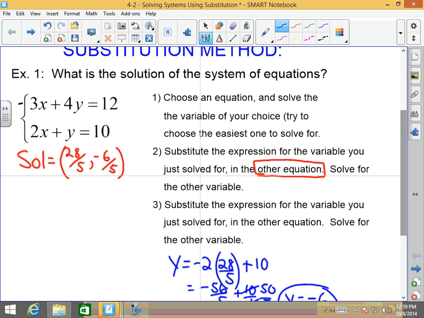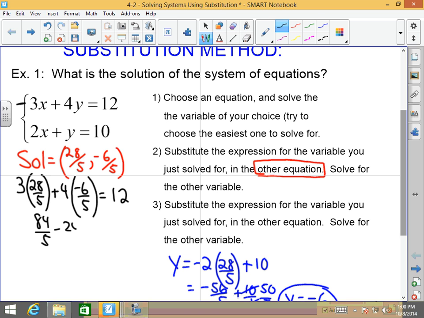So let's check out the first equation. 3 times x, which is 28 fifths, plus 4 times y, which is negative 6/5. Does that equal 12? Let's see. 3 times 28 is 84/5. 4 times negative 6/5 is negative 24/5, which equals 12. 84/5 minus 24/5 is 60/5, which does equal 12. So it works for the first equation.